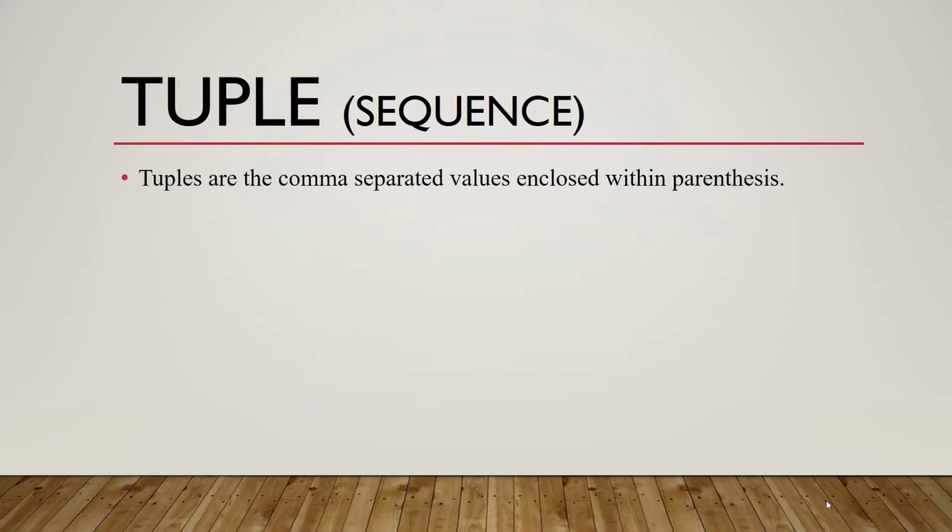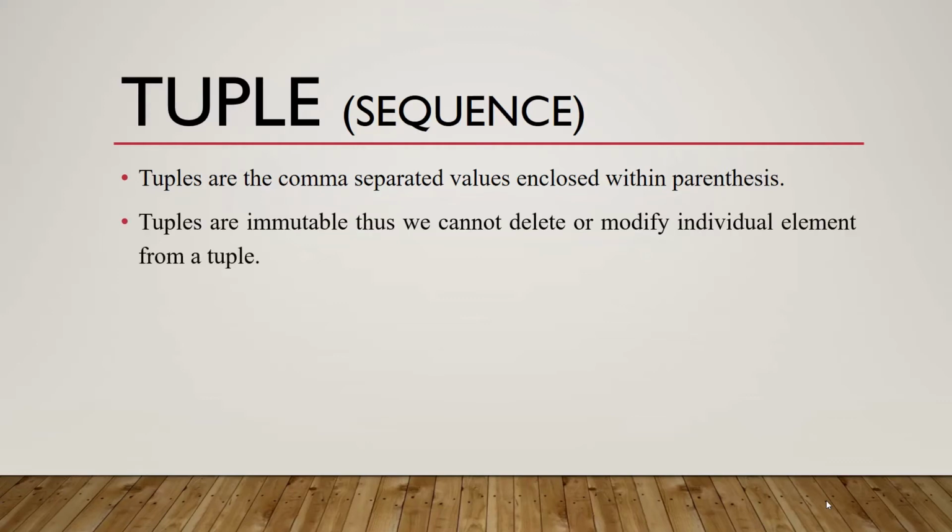Tuples are comma separated values enclosed within parentheses, or we can say tuples are lists where we cannot change the values. Tuples are immutable in nature, so we can access a particular element from a tuple, but we cannot delete or modify an element from a tuple, whereas we can assign a new tuple to the same variable.